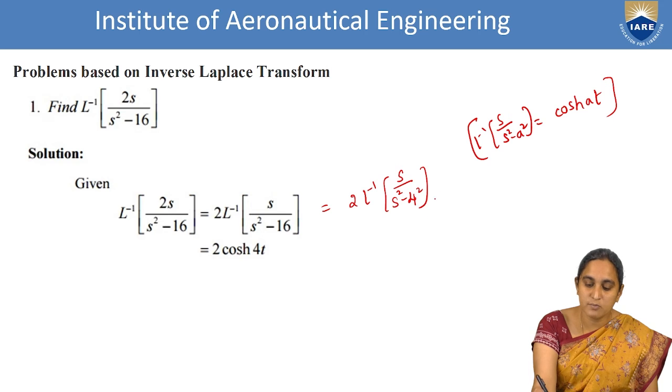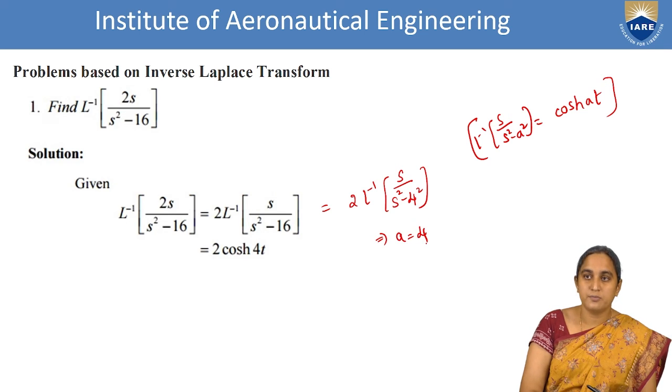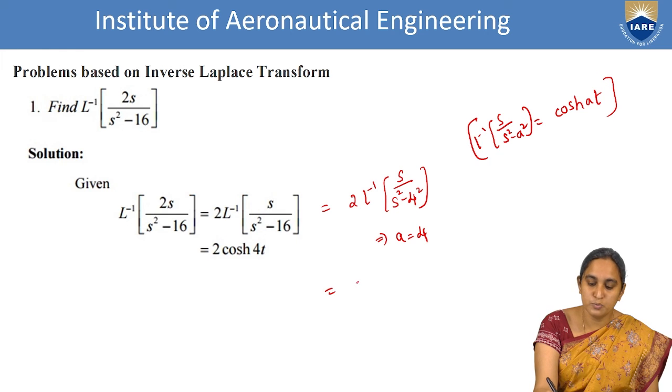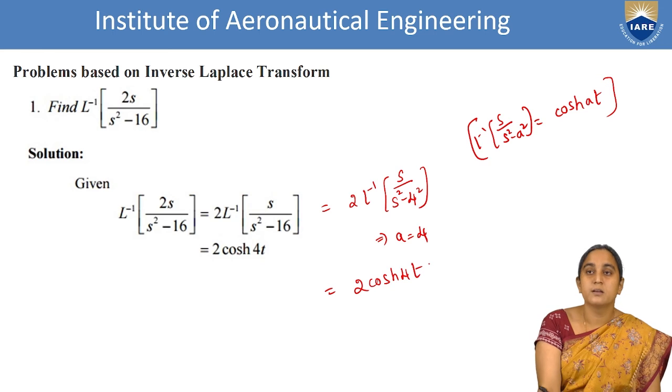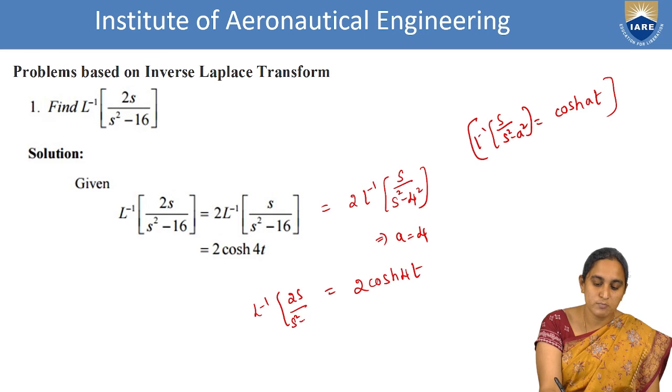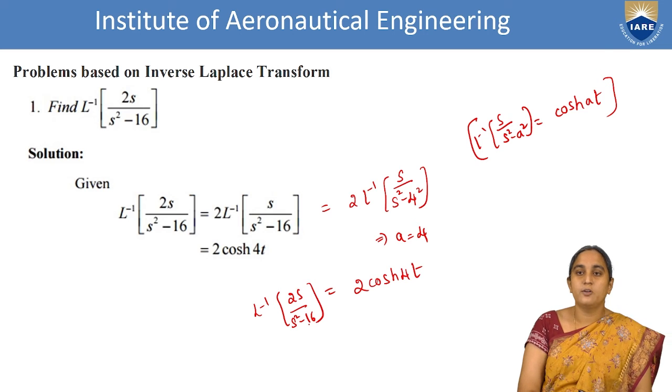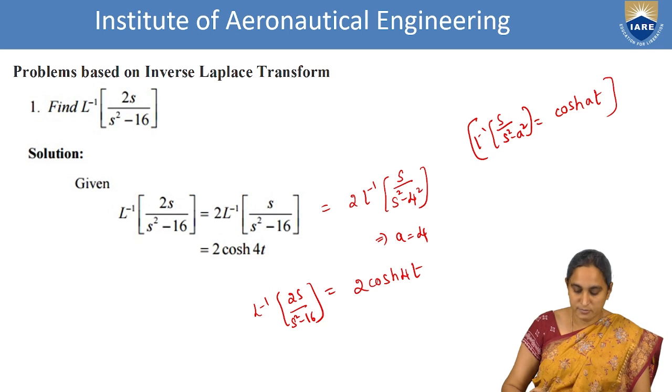For the given question here, what is a? a is equal to 4. Therefore, the final answer, with the 2 already there, is 2 cos h 4t. Therefore, Laplace inverse of 2s by s square minus 16 is 2 cos h 4t. This is the first question.